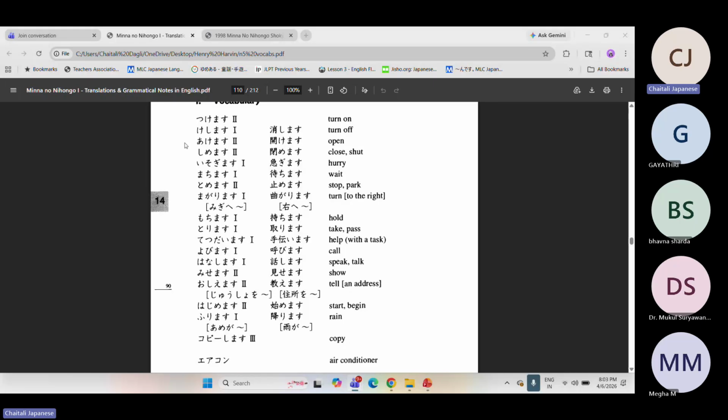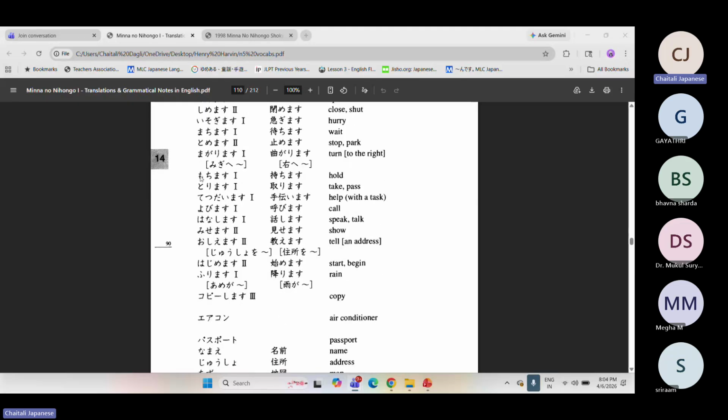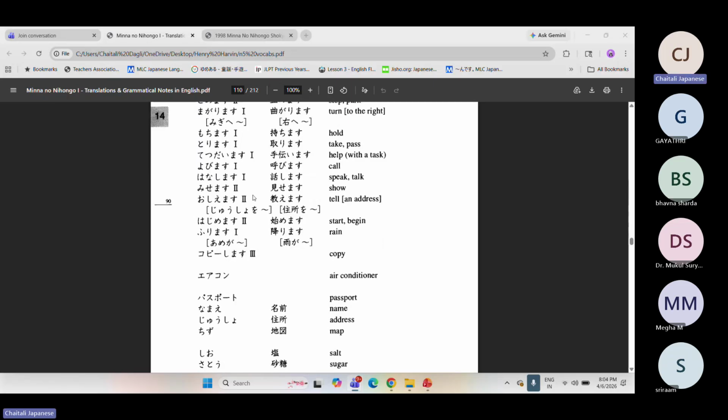Okay, stop me if you don't understand anything. Tsukimasu, turn on. Keshimasu, shut. Isogimasu, hurry. Machimasu, wait. Tomemasu, stop or park. Magarimasu, turn to the right. So migi e magarimasu will be turn to the right. Mochimasu, to hold. Torimasu, take or pass. Tetsudaimasu, help with the task. Yobimasu, to call. Hanashimasu, to speak. Misemasu, to show. Oshiemasu is to tell an address.